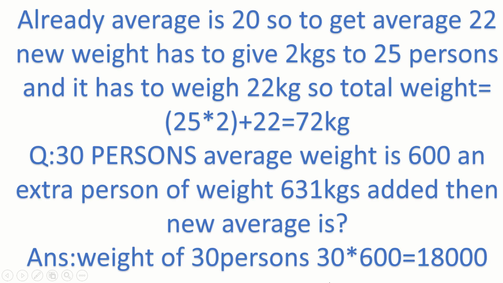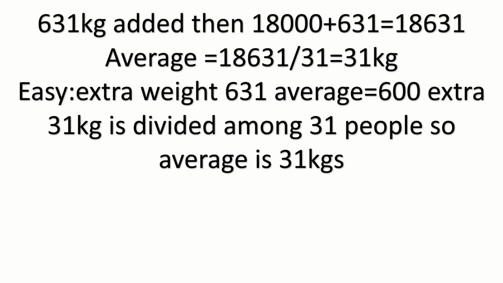But if we see the average concept, a new person is added with an extra of 31 kg. This 31 is divided among all the 31 persons as 1 kg each. So the average will shoot up by 1 kg. 600 becomes 601. This is the simple one.